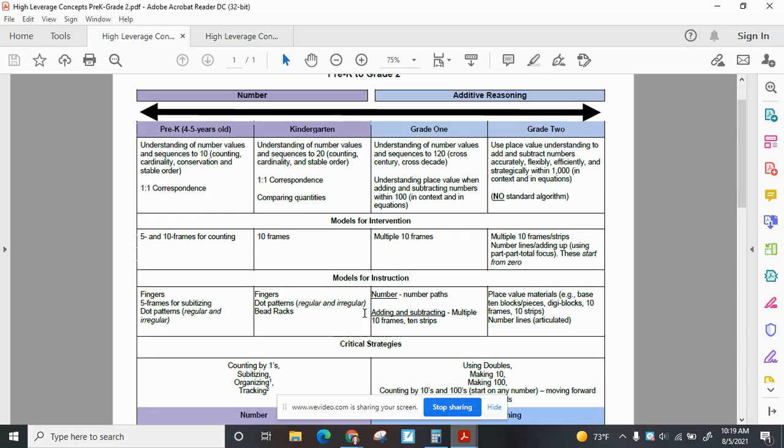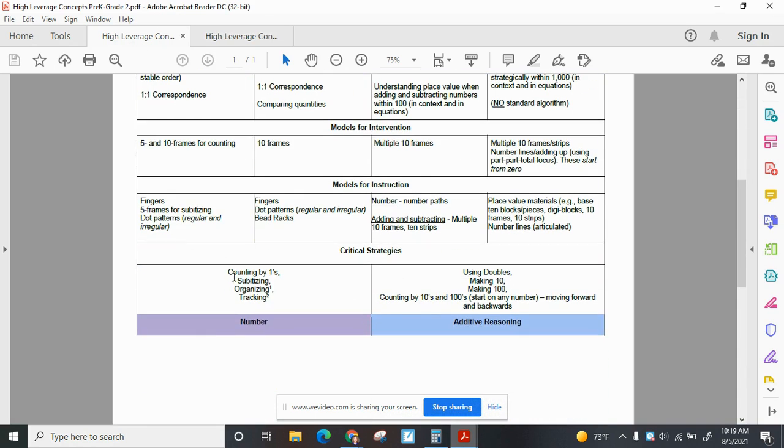Lastly, at the bottom, you'll see critical strategies. These are critically connected to conceptual understanding. These strategies help students to demonstrate understanding and connections between strategies, and they can offer instructional pathways for teachers when working with struggling students.